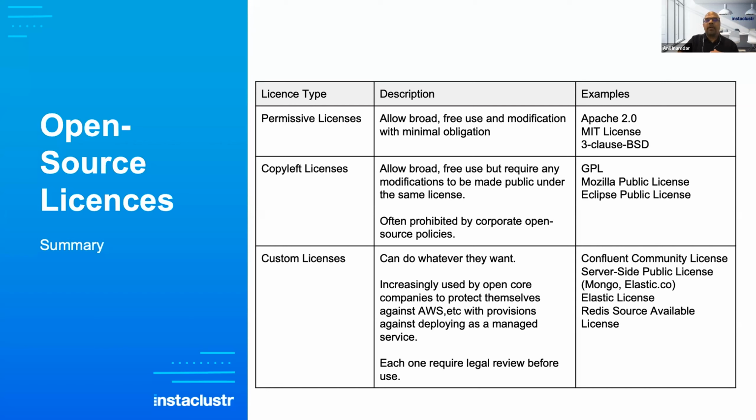The third type of license is a custom license. In this case, the holder can do whatever they want. It's an open source license, but the holder can do whatever they want. This type of license is increasingly used by open core companies to protect themselves against AWS and other cloud providers with provisions against deploying as a managed service. Example is SSPL, the server-side public license used by MongoDB and Elastic.co.